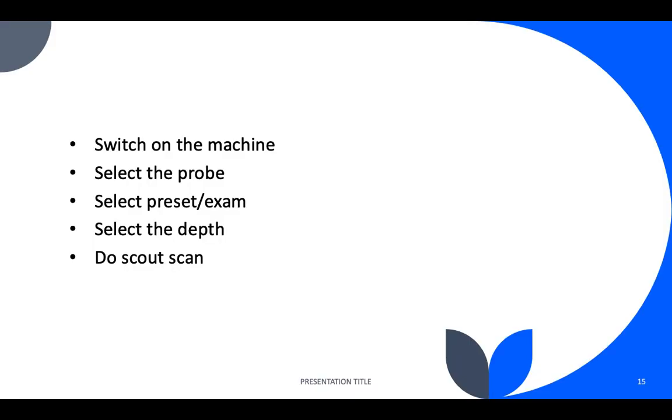If it is an ultrasound guided block, we have to switch on the machine. We have to select the probe. There are two types of probe, we will see in the next slides. We have to select the preset and examination. We have to select the depth, and we should do scout scanning.